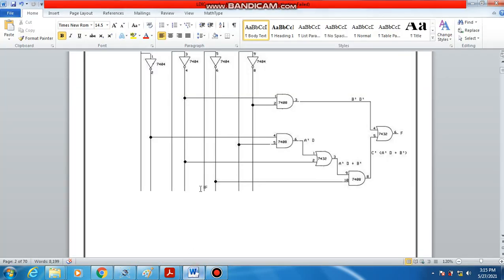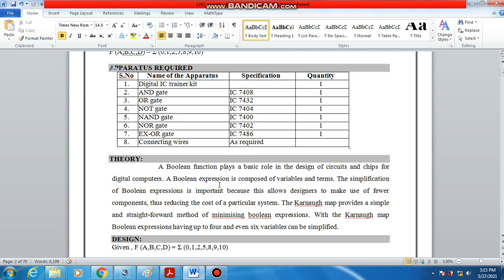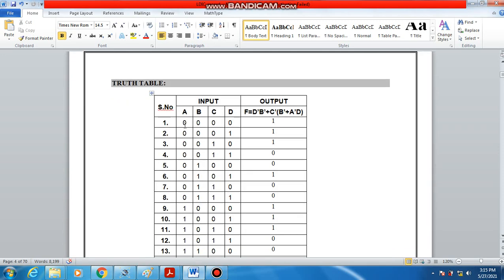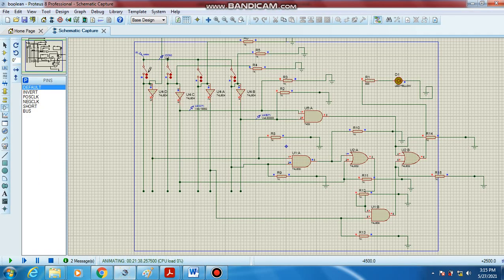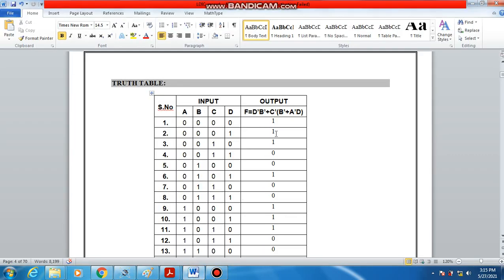Let me check what happens in your truth table. Yes, when all the inputs are 0, your output is 1, which means it is high. So the LED is glowing. When ABC is 0 and D is 1, your output is high. Let me see what happens here. A is 0, B is 0, C is 0, and D let me take as 1. Your LED is glowing again. So that output is also verified.